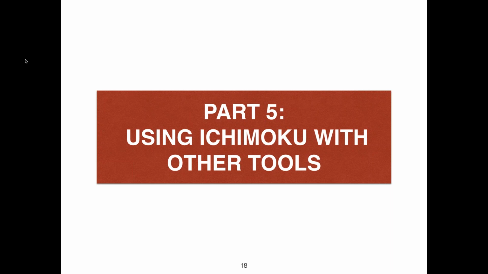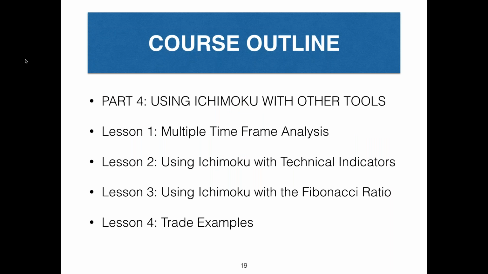All right, so let's proceed to part 5 of this lesson. We discussed parts 1 to 4 last week. So part 5 is all about using Ichimoku with other tools. We will talk about trading multiple time frames, using Ichimoku with technical indicators to find divergences, using Ichimoku with the Fibonacci ratio, and then provide some trade examples.